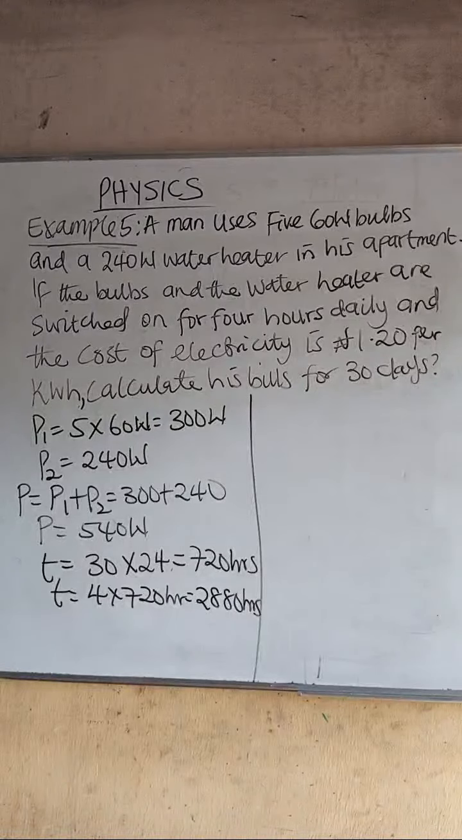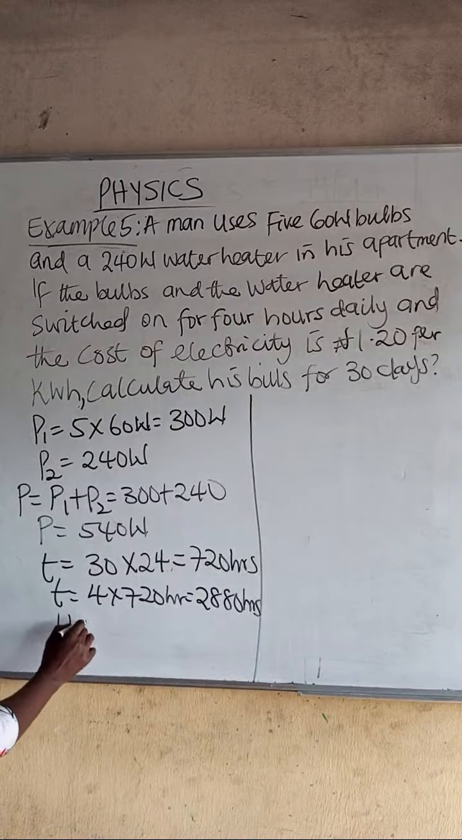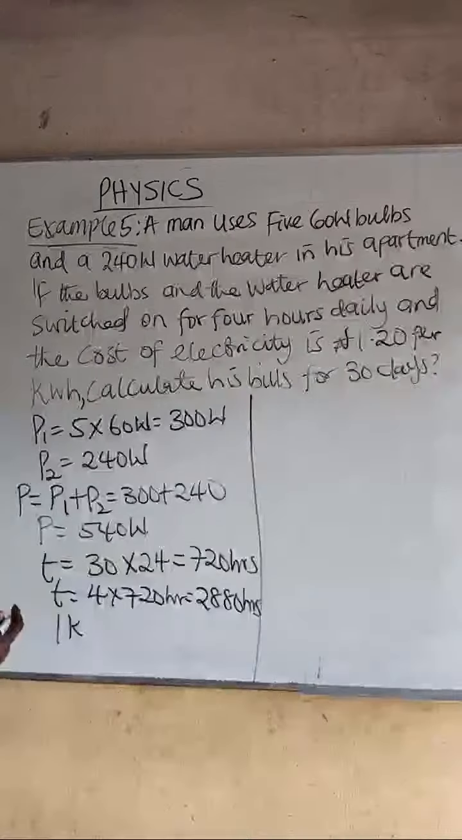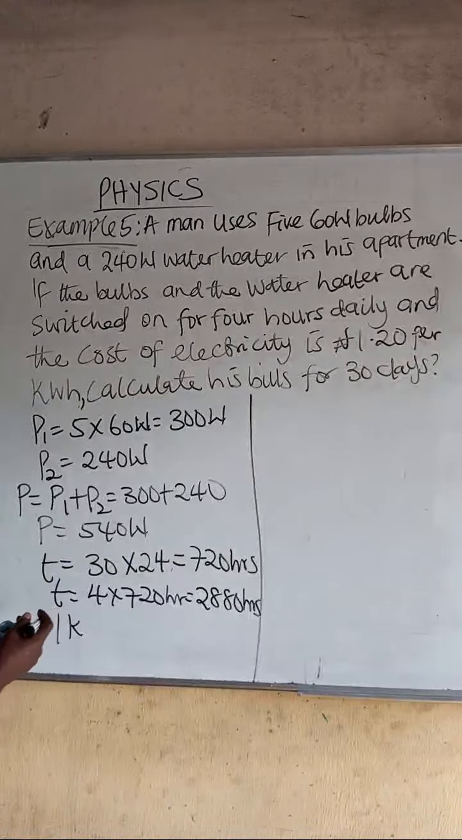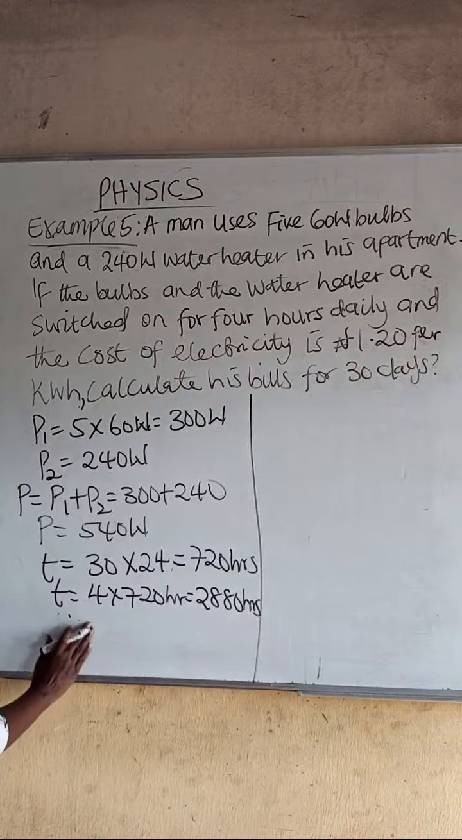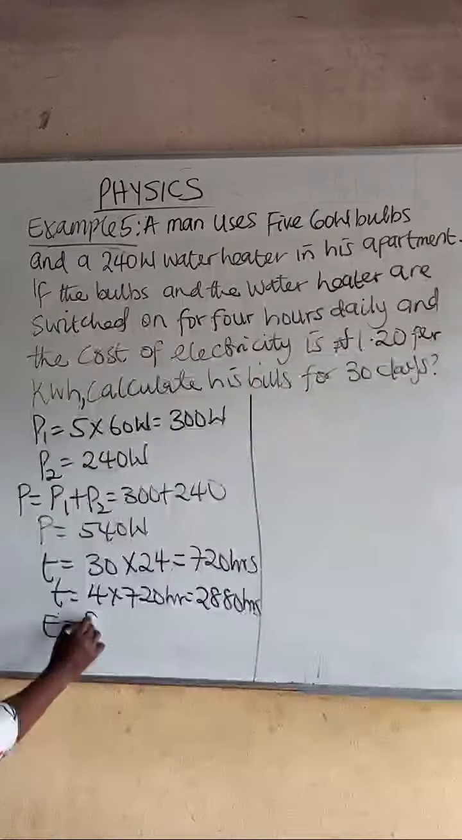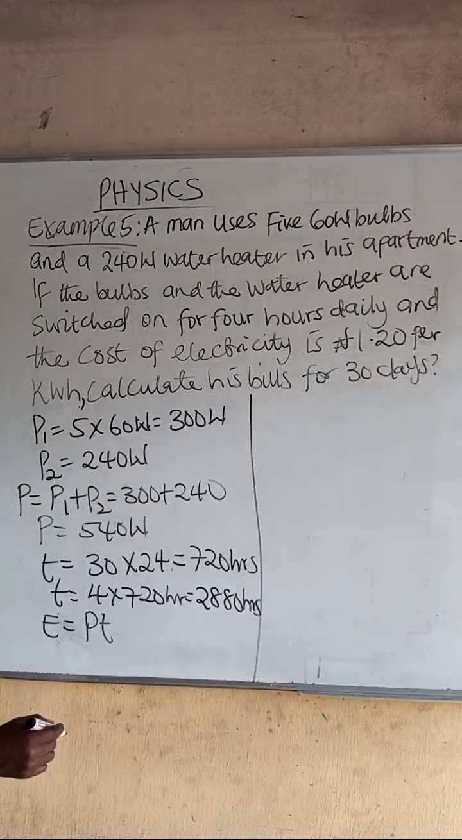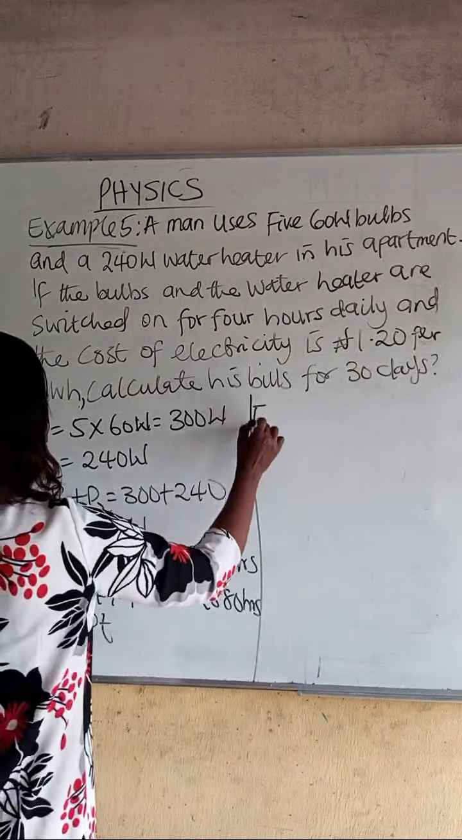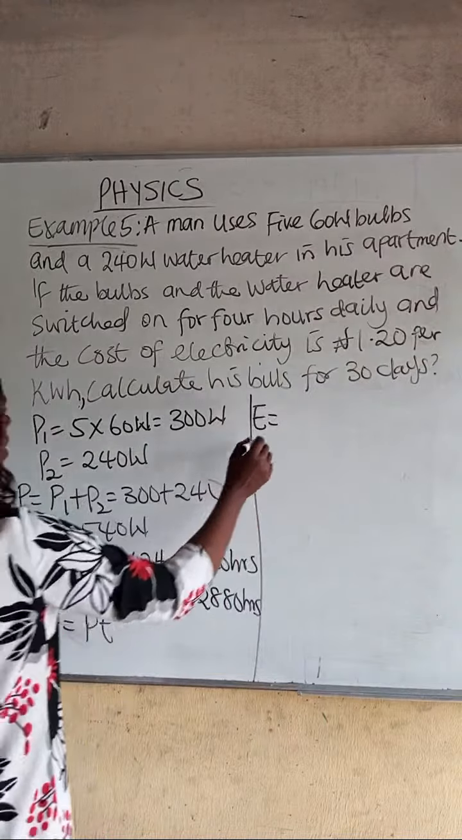All right. Now, you should not forget that the cost of 1 kilowatt hour is 1 naira 20 kobo. But then, let's get our energy. Our energy is P what? PT. Okay? So what's my P?